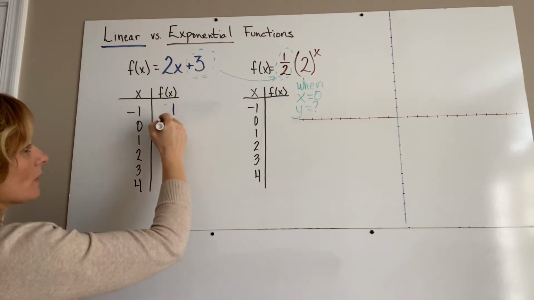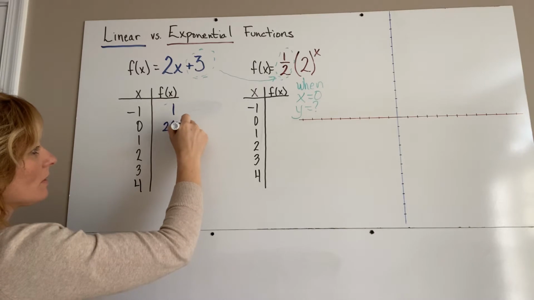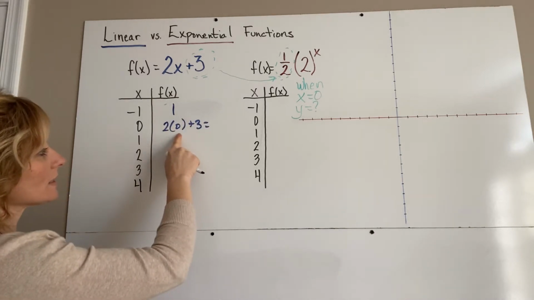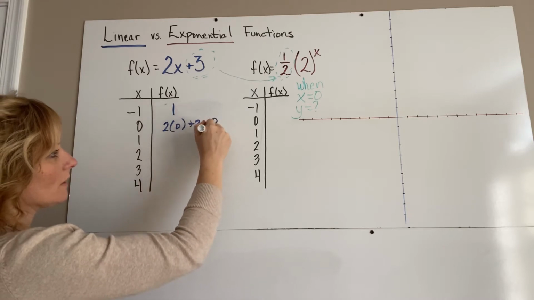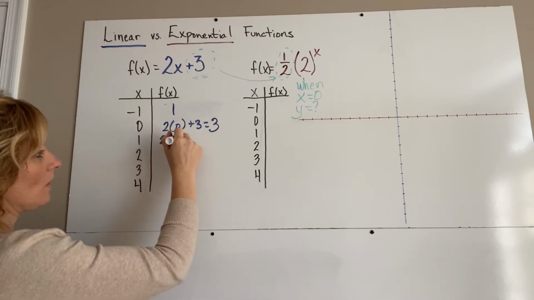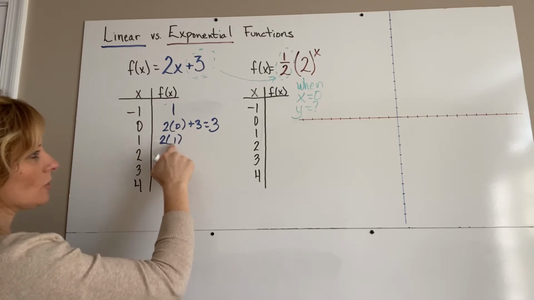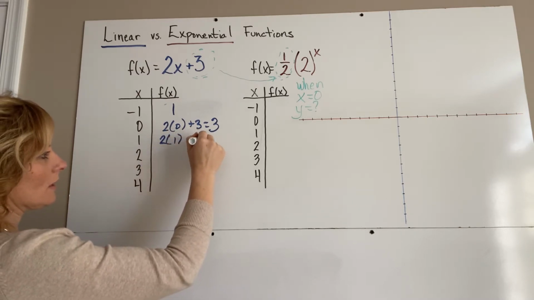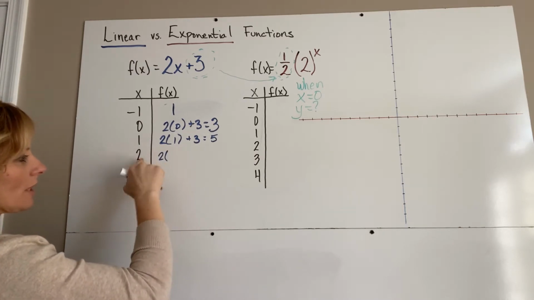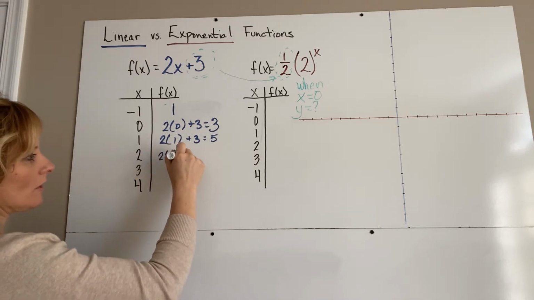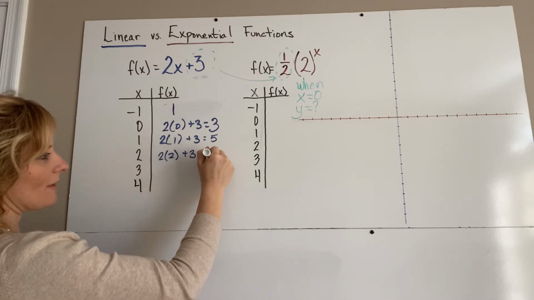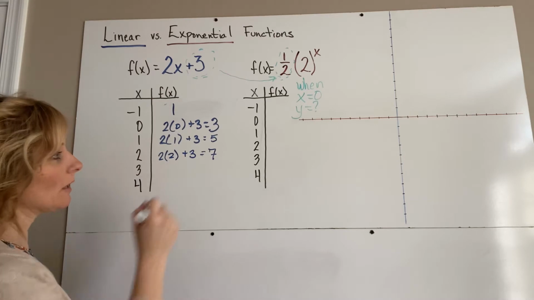0, plug a 0 in. 2 times 0 plus 3. I'll put the answer out to the side here. This is 0 plus 3 is 3. Plug in a 1 for our x value. 2 times 1 is 2, plus 3 is 5. 2 times, plug in a 2 for our x value, is 4, plus 3 equals 7. So far with me?